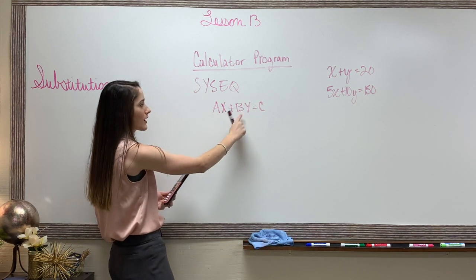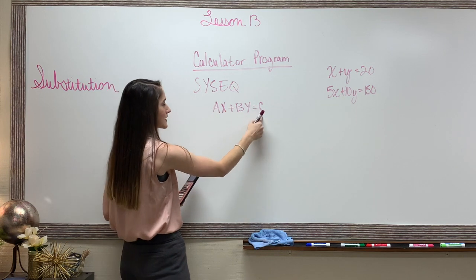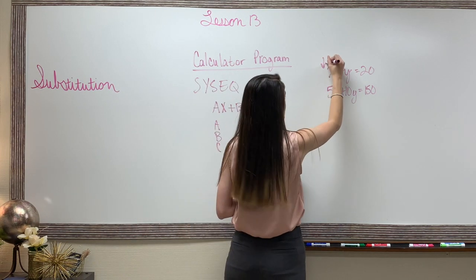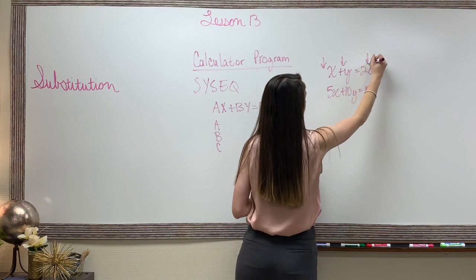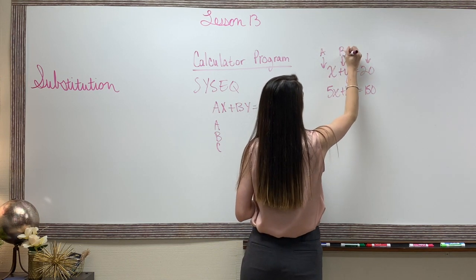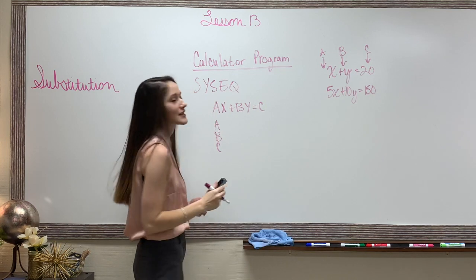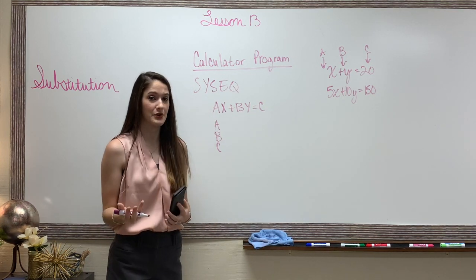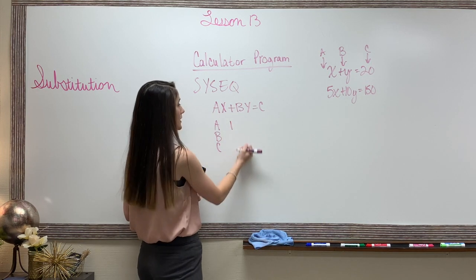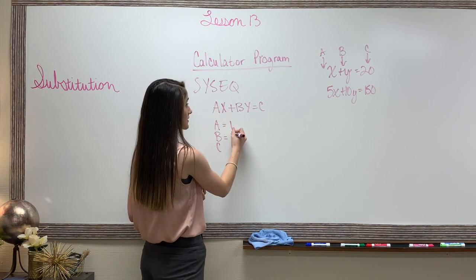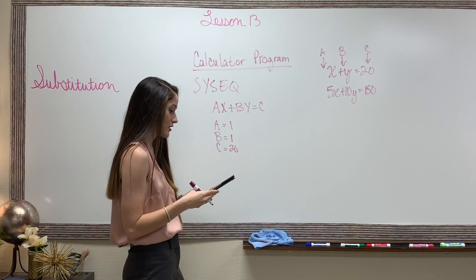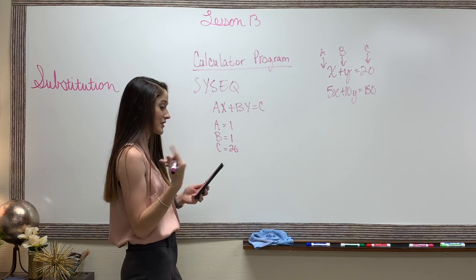AX plus BY equals C. And what A, B, and C are looking for are these numbers right here. So in this case, for our first equation, for A, we don't have a number in front of x, so we know that it is 1. And then B is also 1, and C is 20. So I'm going to type that in, 1, 1, 20, and then I'm going to hit Enter.